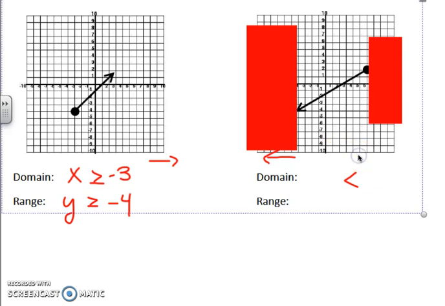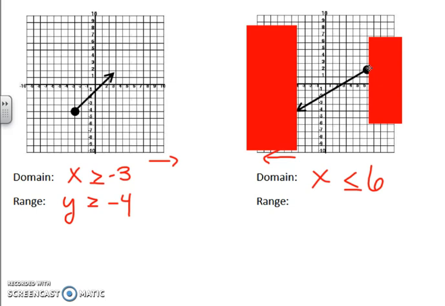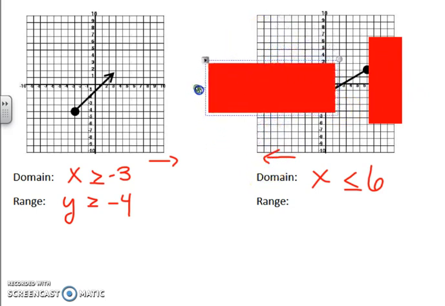Domain are the x values. So there is an x there. And then I look at this number over here, 1, 2, 3, 4, 5, 6. So that 6 was closed in. So it can be equal to a 6, but it has to go everything left of a 6. All right. So now let's look at the range. Turn these around.